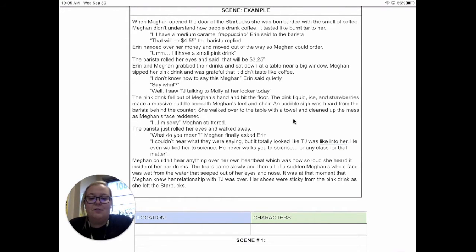The tears came slowly, and then all of a sudden, Megan's whole face was wet from the water that seeped out of her eyes and nose. It was at that moment that Megan knew her relationship with TJ was over. Her shoes were sticky from the pink drink as she left the Starbucks.